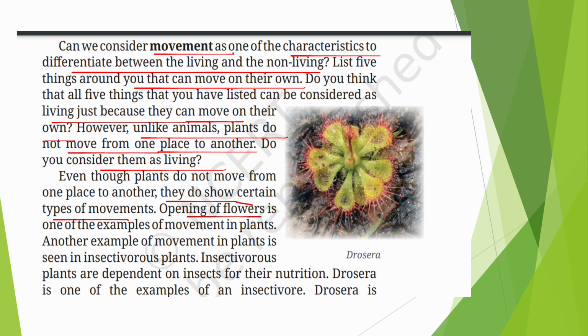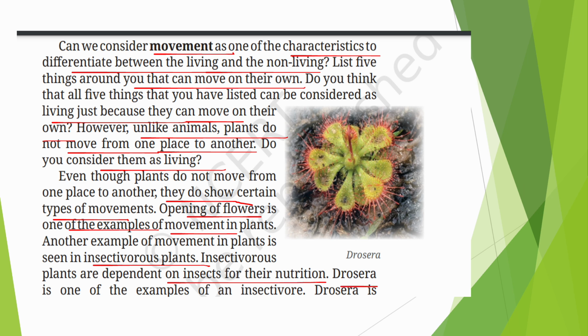So, even though plants do not move from one place to another, they do show certain types of movements. Opening of flowers is an example of movement in plants. Another example of movement in plants is seen in insectivorous plants. Insectivorous plants are plants that have adapted to trap and digest insects and other small animals. They are also known as carnivorous plants. So, insectivorous plants are dependent on insects for their nutrition.